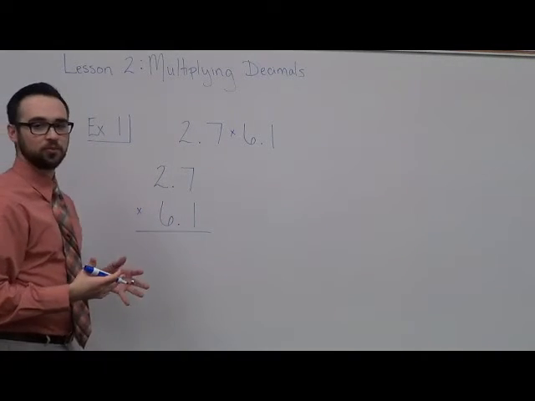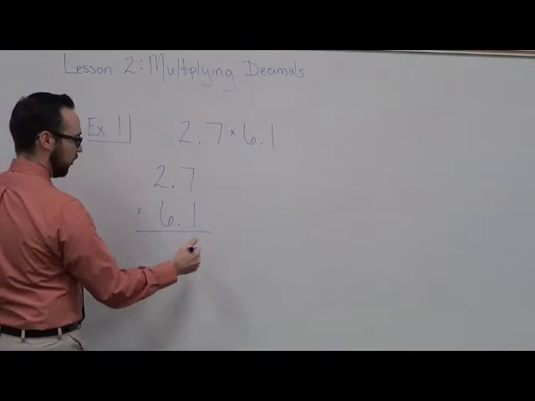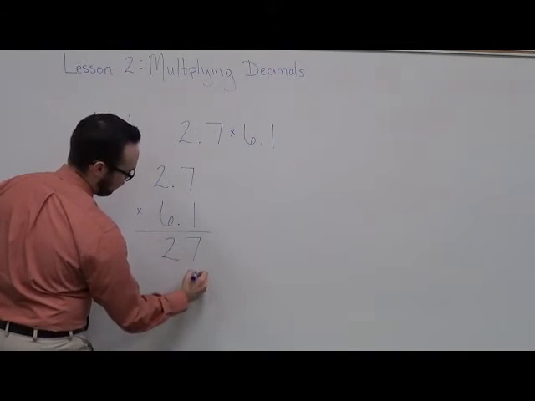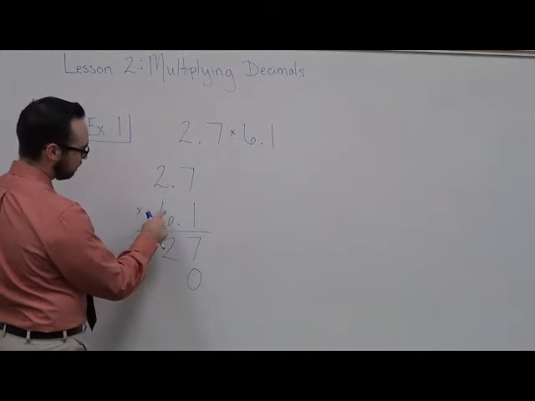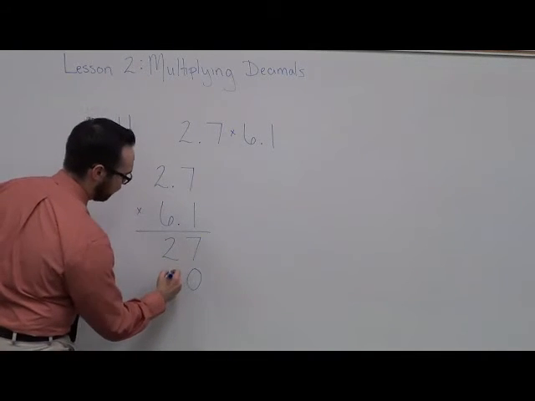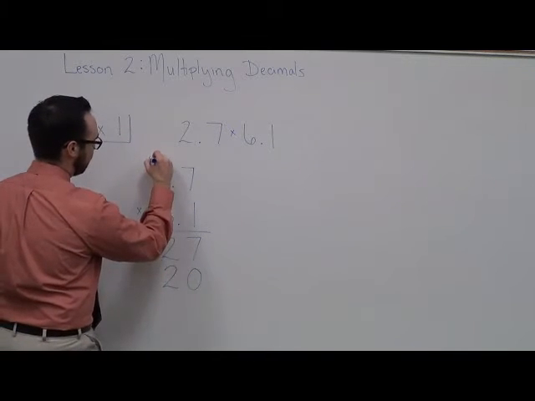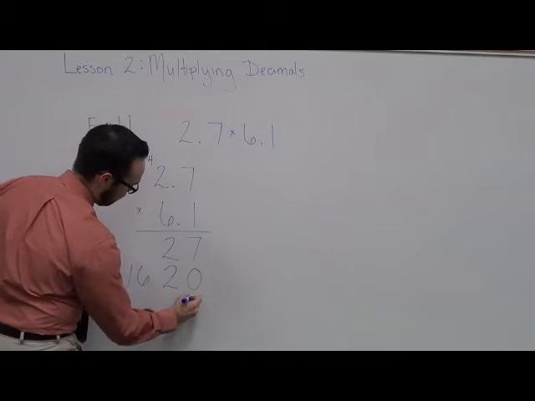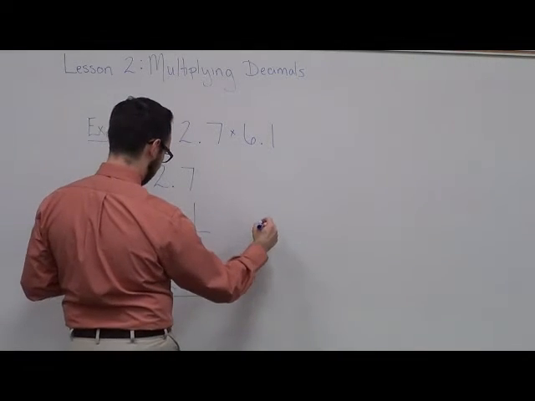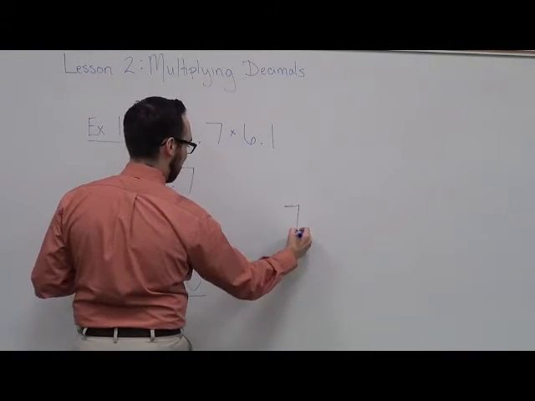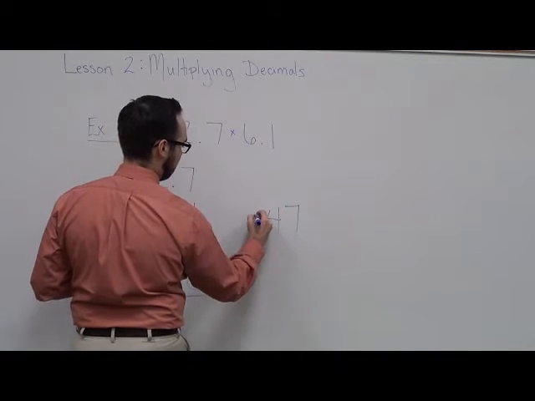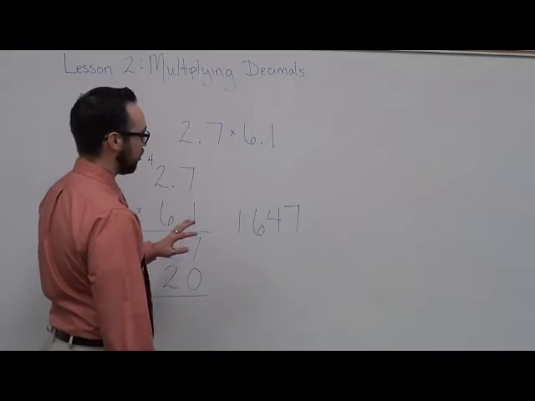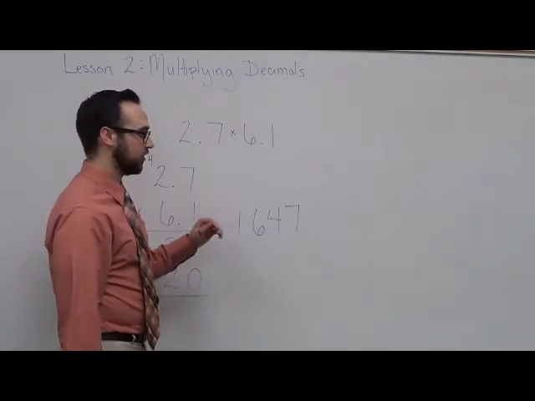And again, I'm just going to follow the procedures of multiplication. So 1 times 7 gives me 7, and 1 times 2 would give me 2. Remember to put your 0 for a placeholder. 6 times 7 is 42. Carry the 4. 6 times 2 is 12, plus 4 is 16. So when I add this, I'm going to bring it up here so it's easier to see. When I add, I end up with 1647. Now, my answer is not 1647.